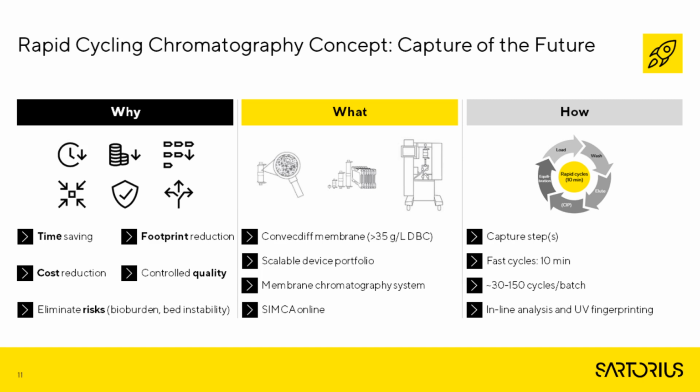Why should you go for rapid cycling chromatography? As I said, this supports time savings on the floor, less preparation, and avoids packing or column requalification after storage. You have a small consumable, which supports footprint reduction, and cost reduction due to a one batch, one membrane approach. It also supports controlled quality, and it eliminates risks like bioburden after column storage, or bed instability during storage and coating changes.